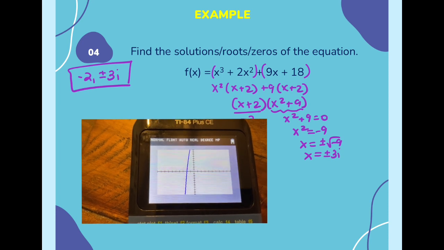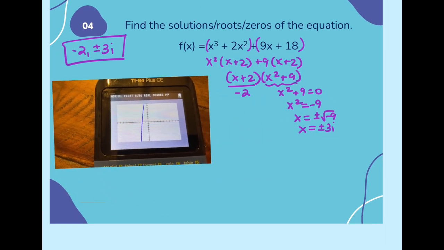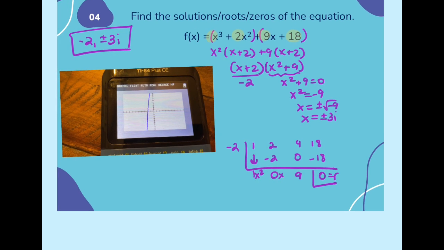We're going to confirm it with our synthetic division. So if it were to say show that your root is a real root, you would do the negative 2 on the outside. It'd be 1, 2, 9, and 18. Again, that comes from these numbers up here. Bring down the 1, negative 2, 0, 0, 9, negative 18, 0. Remainder is 0. 9 stays as 9. 0 would get the x. 1 would get the x squared. And I'd have x squared plus 9.